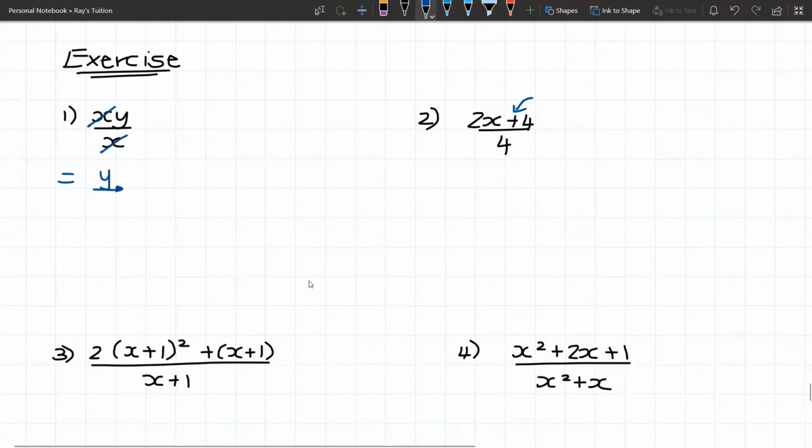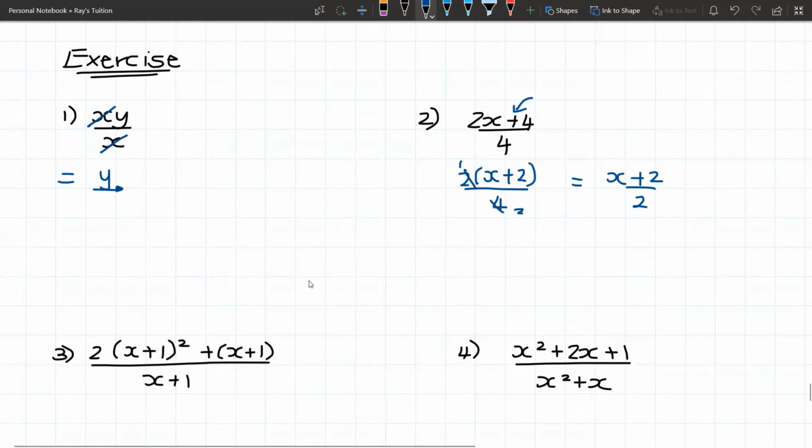Having a look at number 2, we can see there's a plus, which means we cannot cancel this 4 and this 4. It's very, very tempting to want to cancel it. We can't, so what can we do? We can factorize. So what is common between 2x and 4? It is 2, and then when we take out the 2, we get 2 times x plus 2 over 4. Now this 2 outside on the numerator can cancel, it goes into 4 twice. And this finally simplifies to x plus 2 over 2.